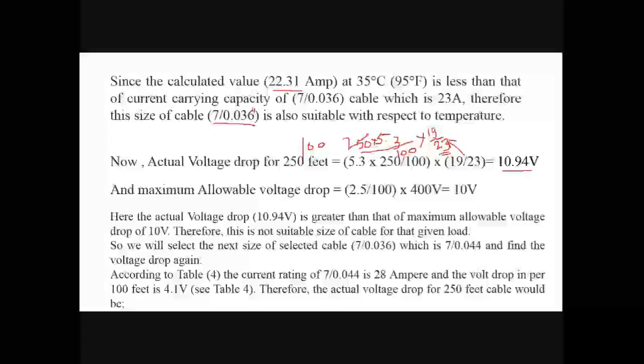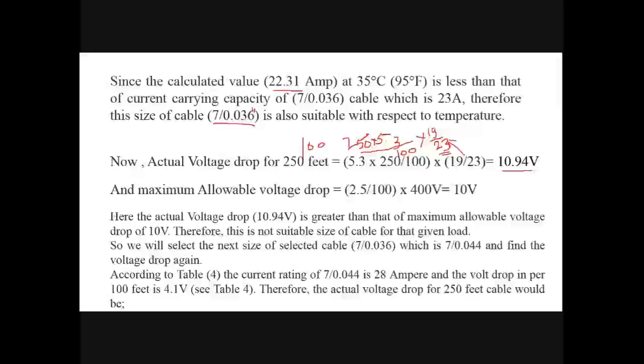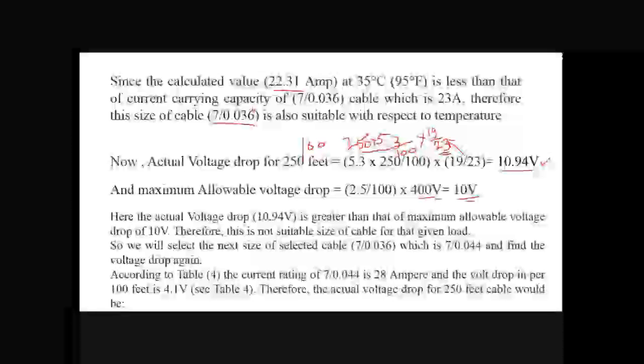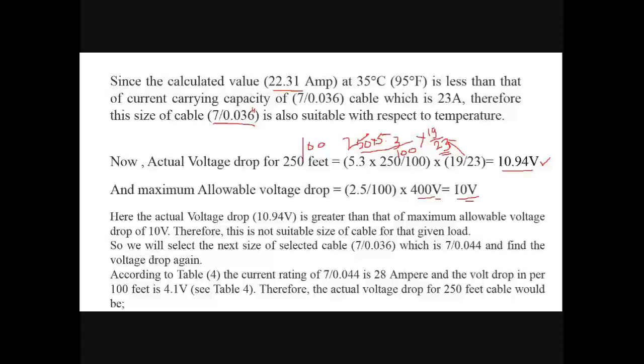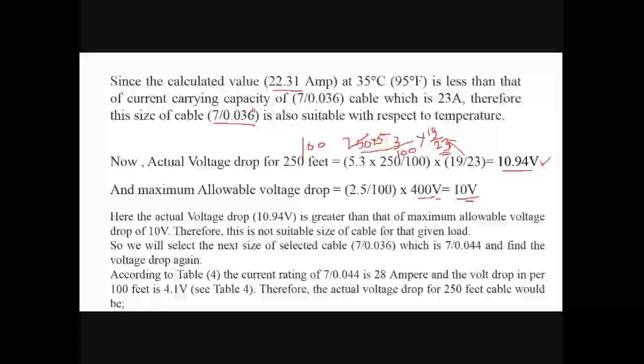Yes, and we have to consider the maximum allowable voltage drop of 2.5%. So 2.5% of 400 volt comes as 10 volt. Now which value is maximum? Obviously the 10.94 value is greater than our maximum allowable voltage drop. Therefore this is not a suitable size of cable for that given load.